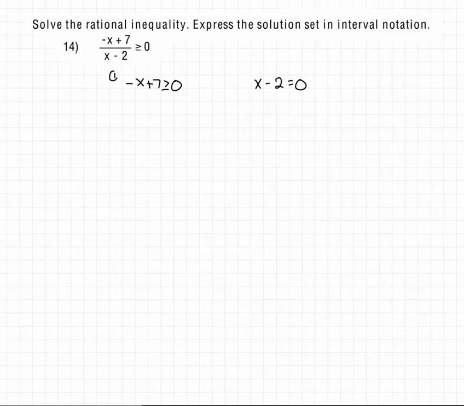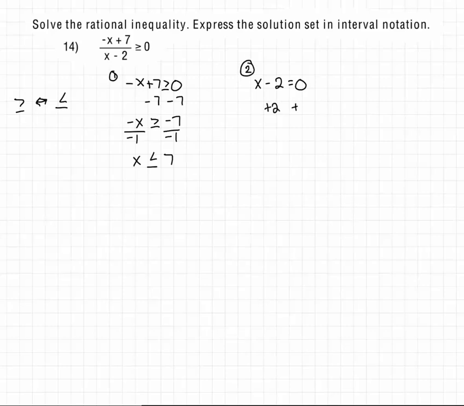So I'm going to start with our first term, our numerator, and we're going to subtract 7 from both sides, which leaves us with negative x is greater than or equal to negative 7, divided by negative 1. And then remember, when you divide an inequality by a negative, it flips it. So this will become less than. So we're going to have x is less than or equal to positive 7. And then for our second term, which is our denominator, we're just going to add 2 to both sides, which is going to leave us with the restriction that x cannot equal positive 2.